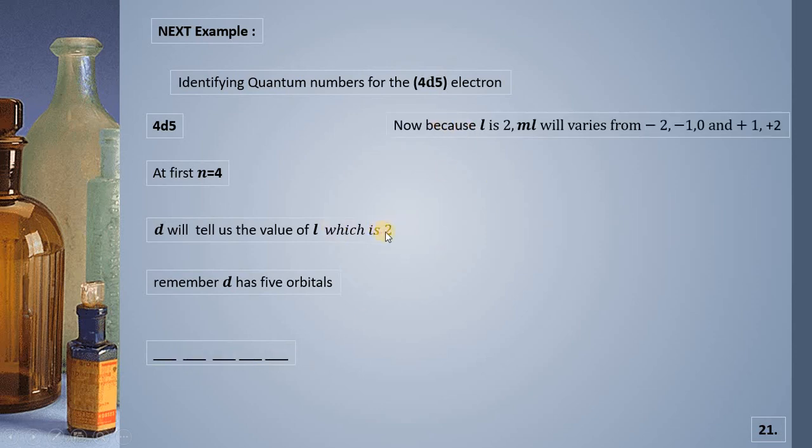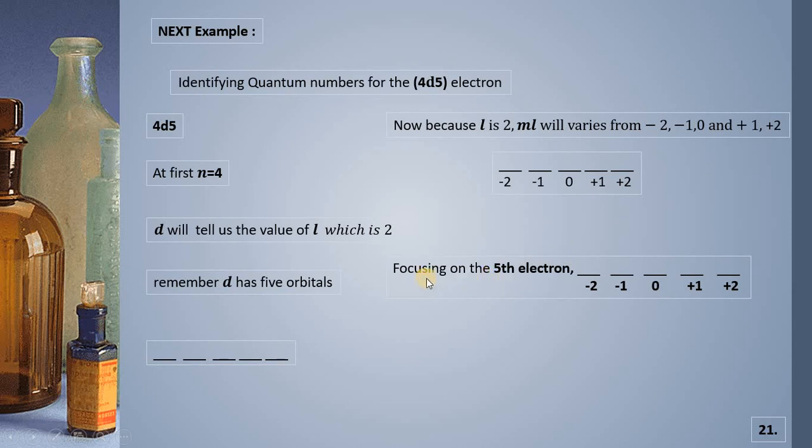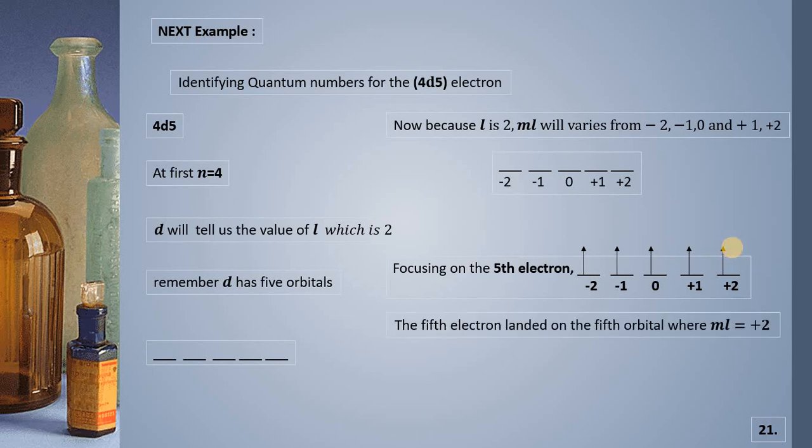Now that L is equal to 2, what is the next thing? Ml. Ml will be minus 2, minus 1, 0, plus 1, plus 2. Now, putting it under the 5 orbitals that we got, we want to focus on the electron 4d5. The fifth electron is the fifth arrow, so we can see that our Ml will be +2.